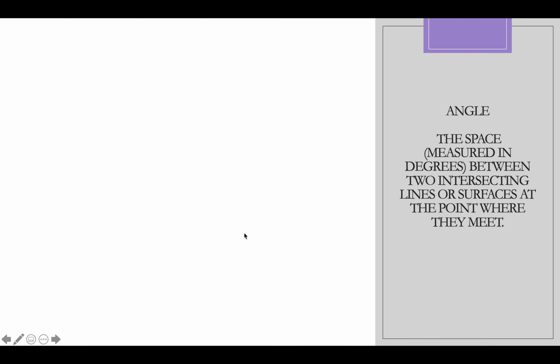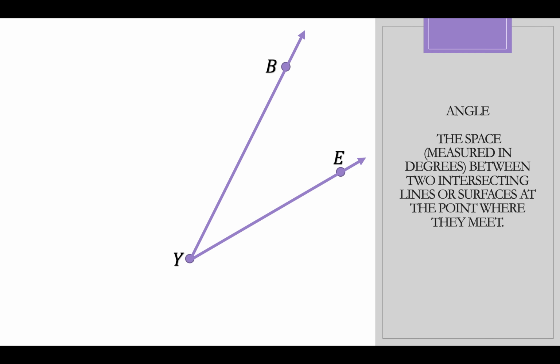Nothing special there. Now, angles. This is what we're going to be talking about a little bit later, but we need to know it now as well. Angles are the space between two intersecting lines or surfaces at the point where they meet, all right? So let's say I have 3 points like this, B, Y, E. And I start at Y and create two rays. I create ray YB and ray YE.